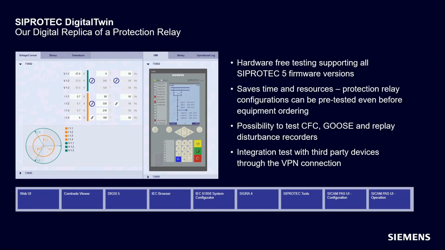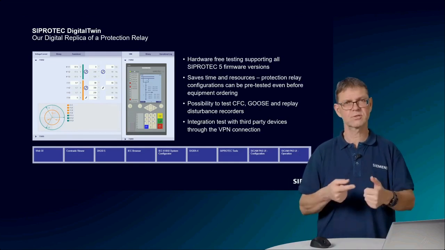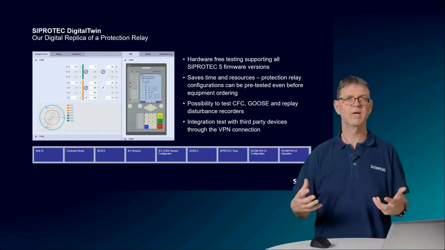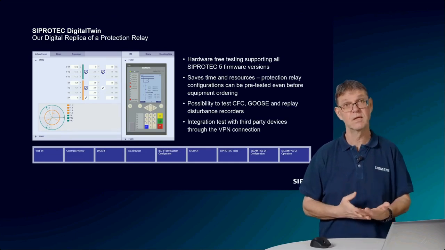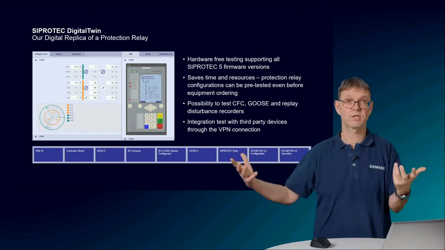What can you do? You have hardware-free testing of your applications, of your configurations. You can test everything already before you have the relay or before you have the wiring of the relay together with other relays. Just to mention a few functions, basically it's all what we have in the real SIPROTEC 5 relays. So you can test a protection interface between two line differential protection relays.